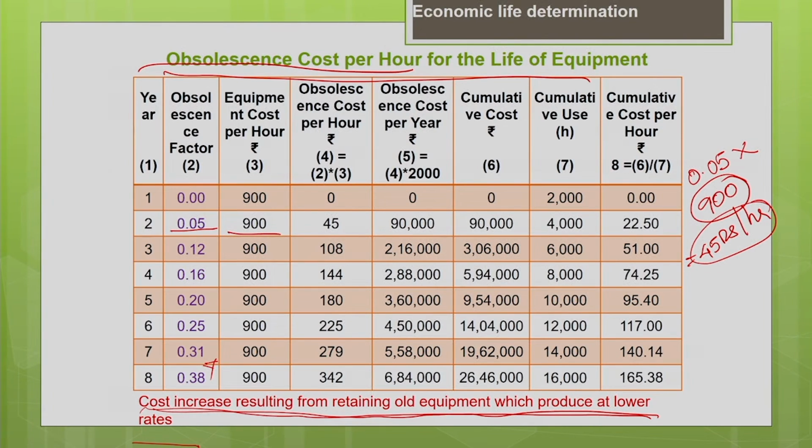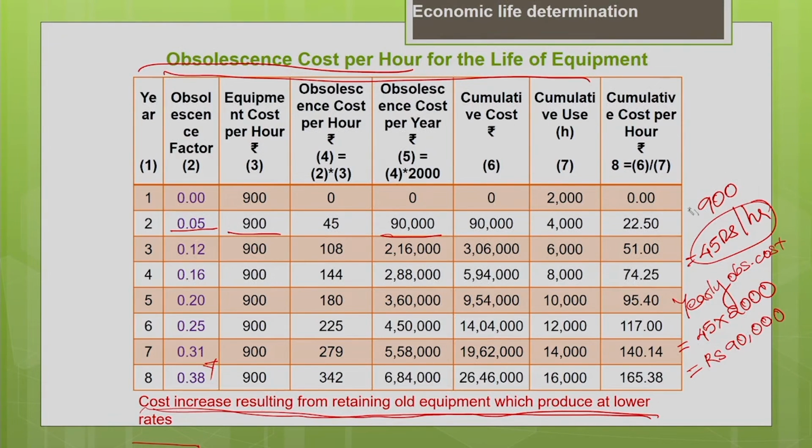So, this is on an hourly basis. Now, you have to calculate for the entire year. So, the yearly obsolescence cost for the first year is 45 multiplied by 2000. So, 45 multiplied by 2000 gives you the obsolescence cost as 90,000 for the first year.